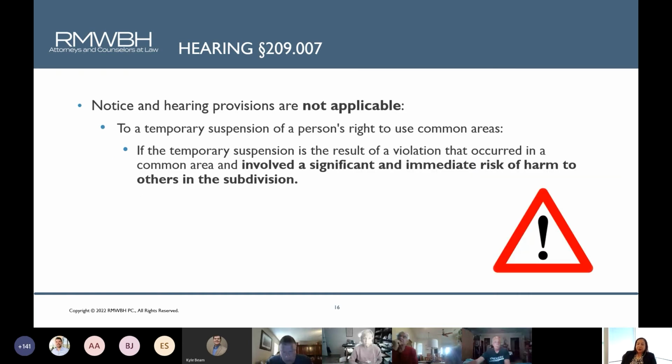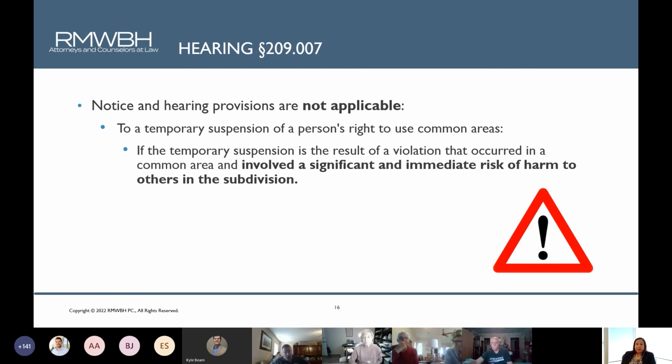The one caveat that I'll say over and over again is that the notice and the hearing provisions are not applicable if you're not suspending privileges. There's also one little gem in the Texas Property Code that gives the association the ability to suspend a person's right to use common areas if the suspension involved a significant and immediate risk of harm to others in the subdivision, and if it occurred in the common area.